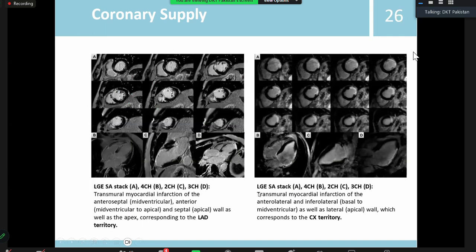Okay, so this is about the supply. This is the lateral wall, so it will be LCX territory. And this, if you see, is involving the anterior wall, so this is an LAD territory, and I have already shown you an RCA territory infarction. So you've seen infarction of all the territories as well.